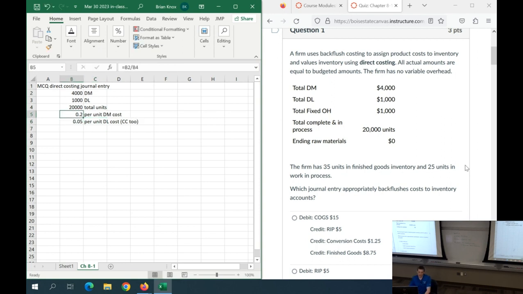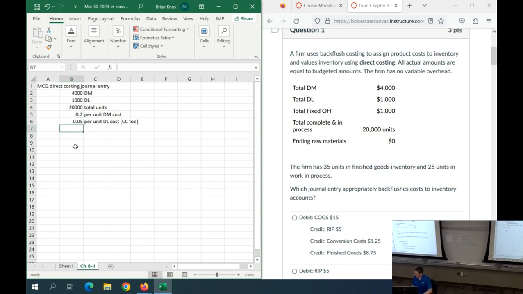We have 20 cents as our direct materials cost per unit. That's 4,000 divided by the 20,000. And we have 5 cents as our per unit conversion cost, which is only direct labor because we don't have any variable overhead. And fixed overhead doesn't count because it's direct costing. We're in the direct costing mode. It's like we're using a dictionary. Direct costing is the dictionary we're using. In that dictionary, the only overhead that's a product cost is variable overhead.